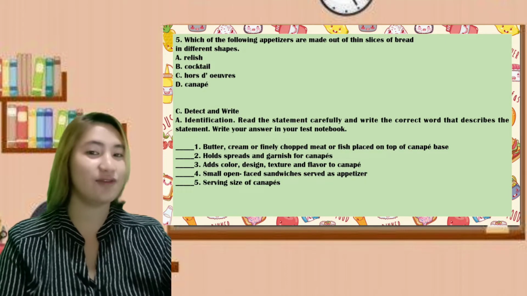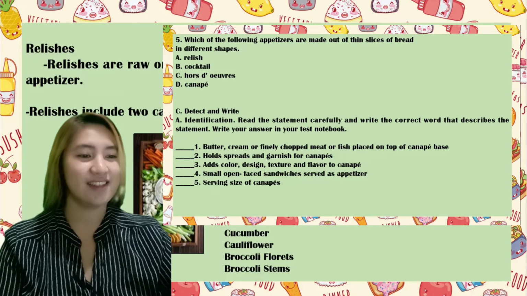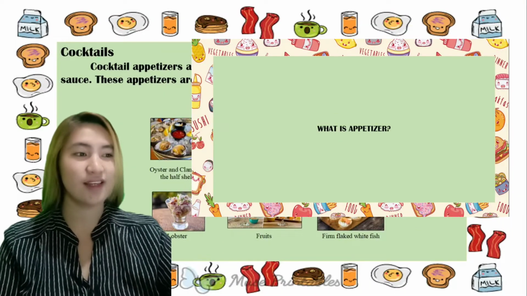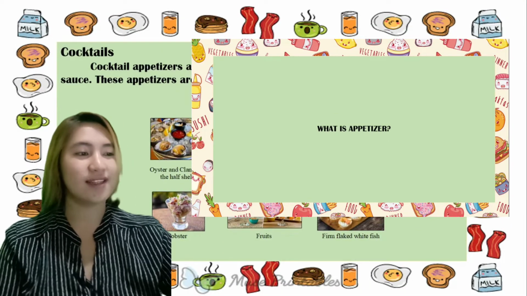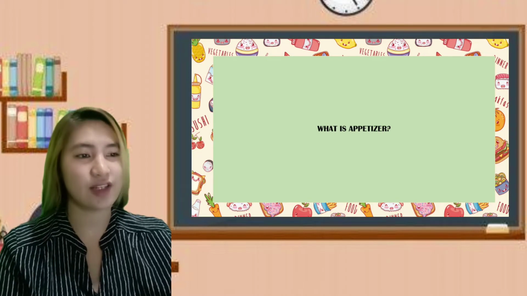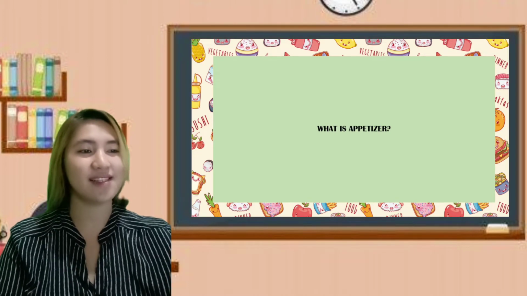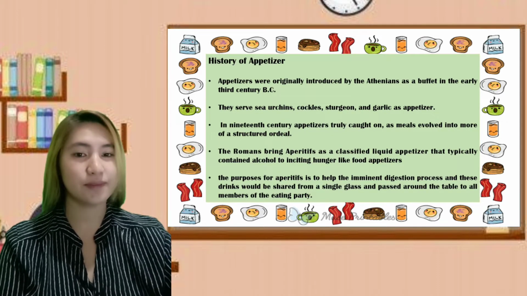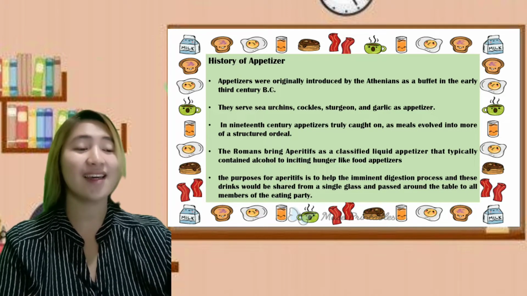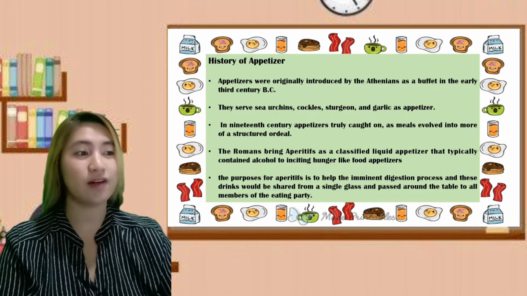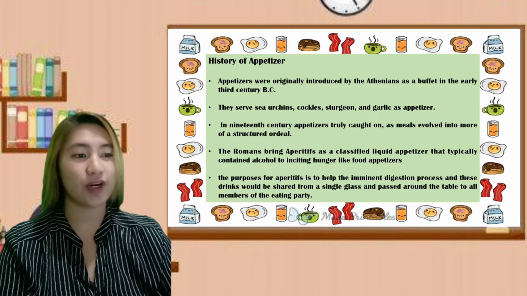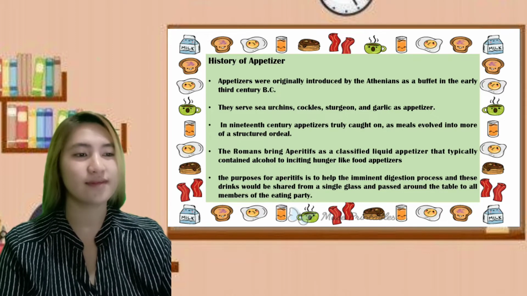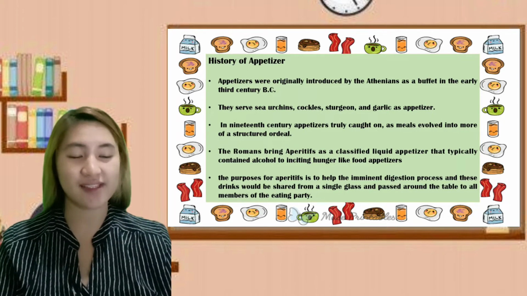Okay, you have 30 seconds. Okay, now, what is appetizer? Or what is the history of appetizer? Okay, Miss Cacho? Please read and explain. Okay, exactly. Appetizer is from Athens. Or it came from Rome. Okay, thank you, Miss Edessa.